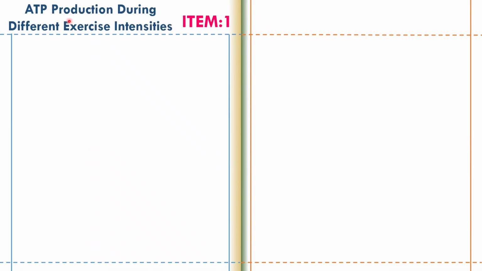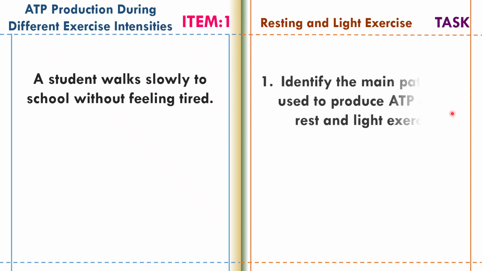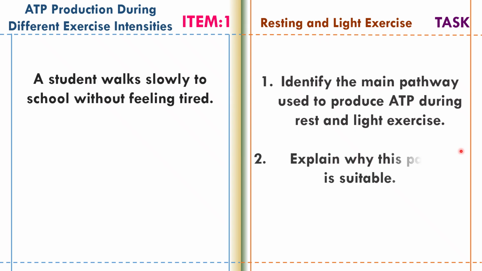ATP production during different exercise intensities. Item 1. Let's focus on resting and light exercise. A student walks slowly to school without feeling tired. Task: Identify the main pathway used to produce ATP during rest and light exercise. Explain why this pathway is suitable.